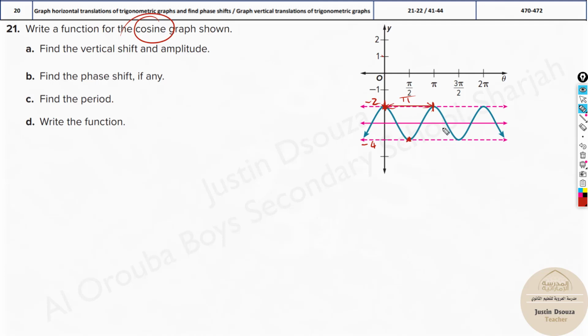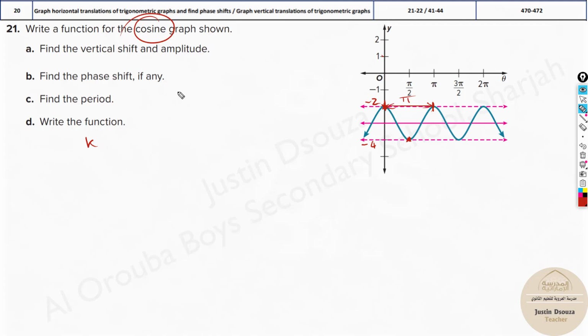And the function, we need to write it. I have just written down a few things. Before you start solving the problem, it's best to note down these things. And now we will solve one by one. The vertical shift and amplitude. Now, vertical shift value is k.